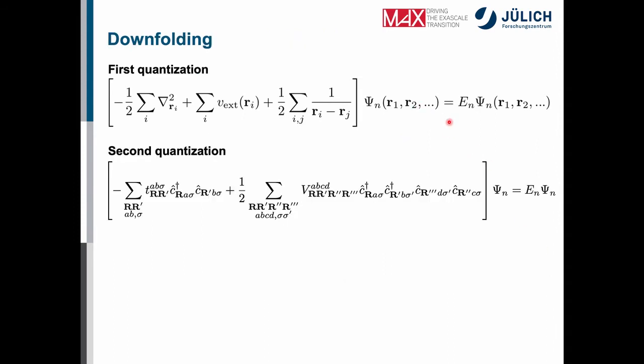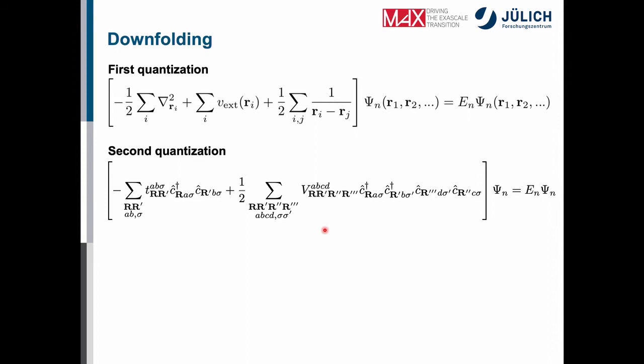This is the many-body Schrödinger equation in the familiar form of the so-called first quantization. We can write the same equation in a form that looks completely different, but it is exactly the same thing. It's called second quantization. Somehow it looks more complicated than the first equation. However, we have some formal simplifications here.